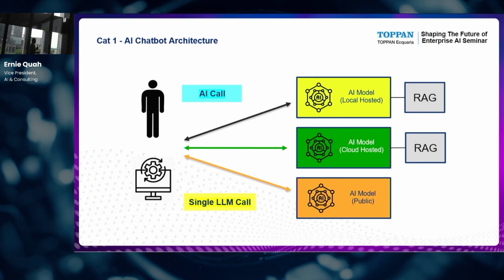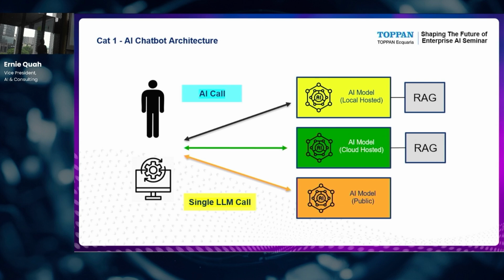Chatbot architecture is basically characterized by a single LLM call. LLM refers to large language model, which is AI. Characterized by one call, you can call a locally hosted model. Like us, we have 2 AI servers in the office and we host our own LLM. You can call one that's cloud hosted, for example AWS, or a public one like ChatGPT. But it's the same, it's one call.